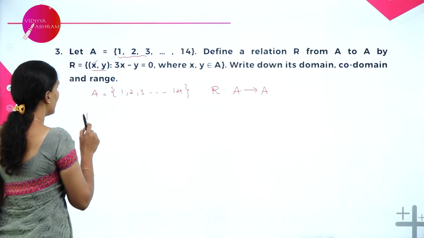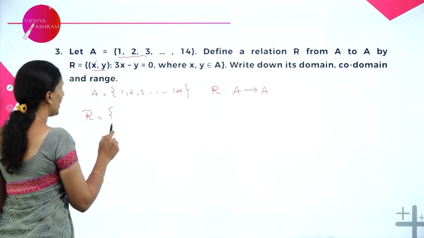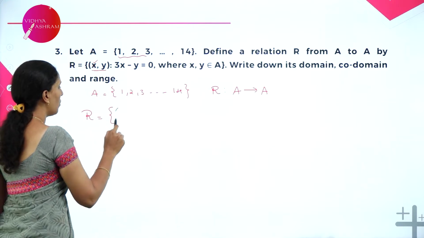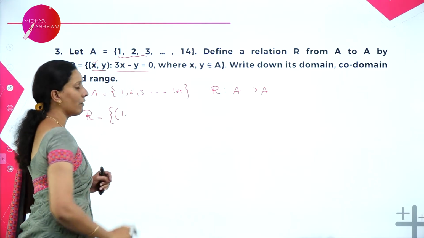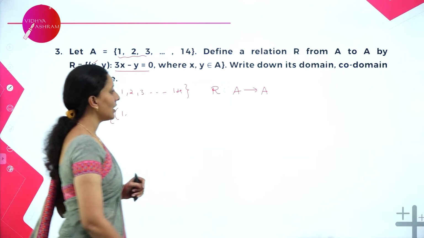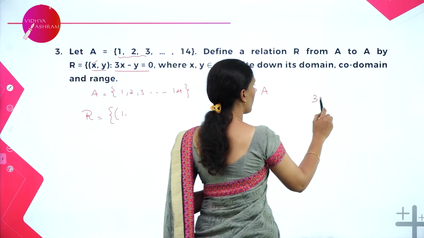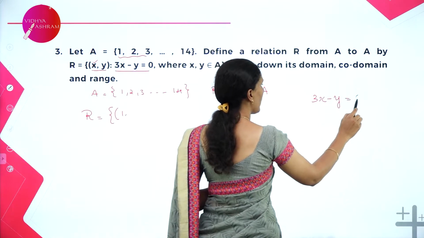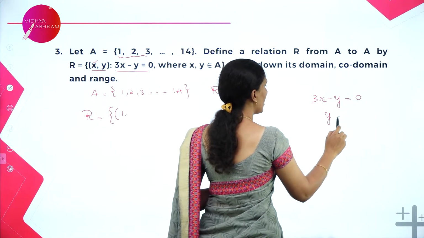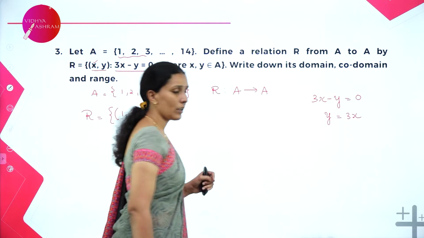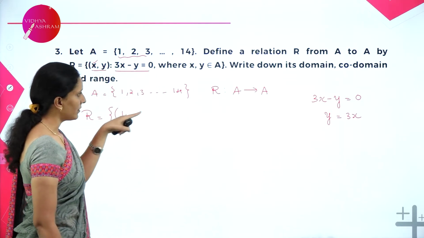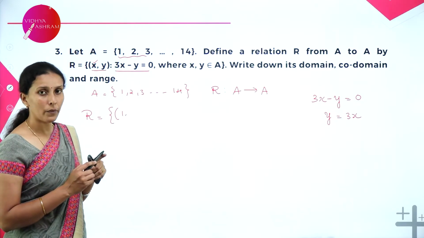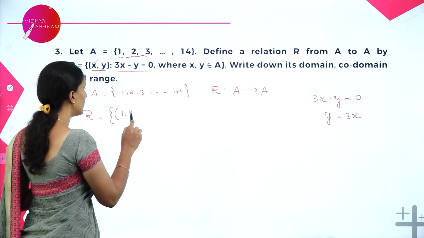So let's take the first value. Let me take x is equal to 1 here. Then what is y? To find y, we have an equation here. What is that? 3x minus y is equal to 0. So if I get 3x minus y is equal to 0, I can write y is equal to 3x. So now I have taken x is equal to 1. What is y according to the equation? It is 3 into 1, 3.